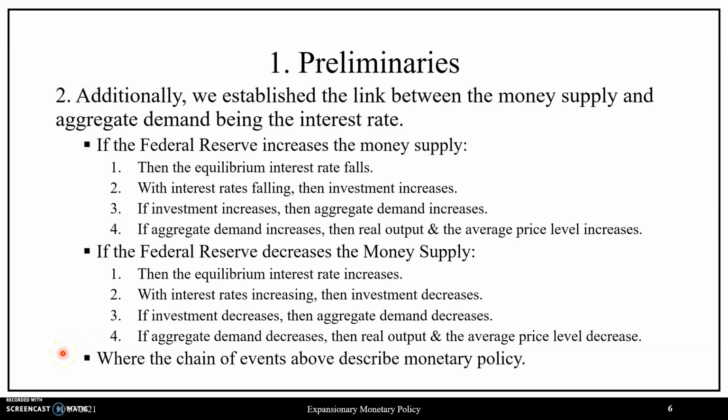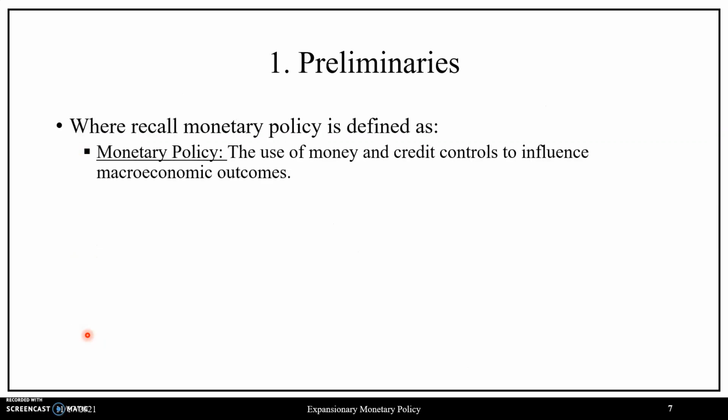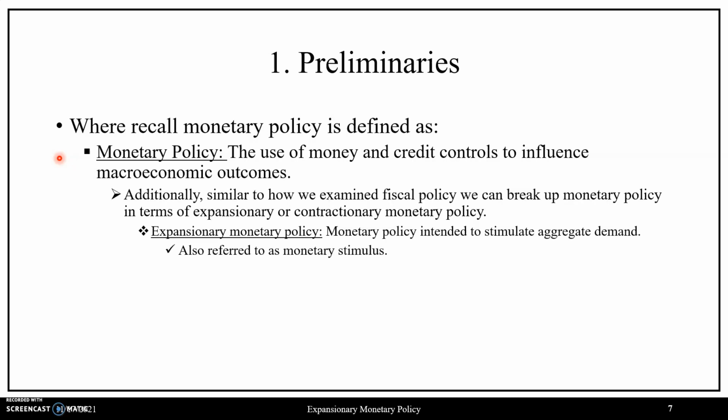The chain of events in terms of the Federal Reserve increasing and decreasing the money supply affecting the aggregate product market describes monetary policy precisely. Recall our definition for monetary policy was the use of money and credit controls to influence macroeconomic outcomes. Additionally, similar to what we did with fiscal policy in terms of breaking it up into expansionary and contractionary fiscal policy, we can do the same for monetary policy, where expansionary monetary policy is monetary policy intended to stimulate aggregate demand, also sometimes referred to as monetary stimulus.